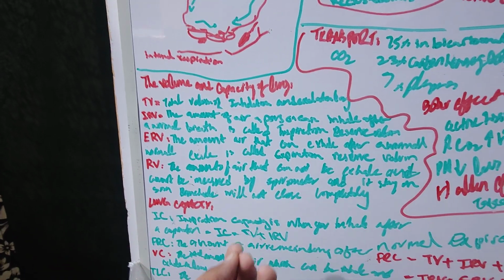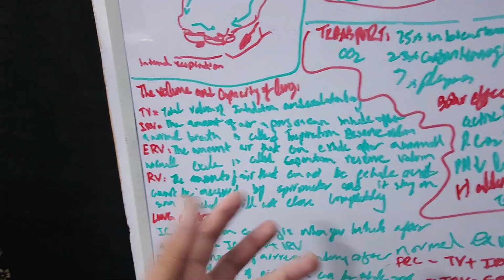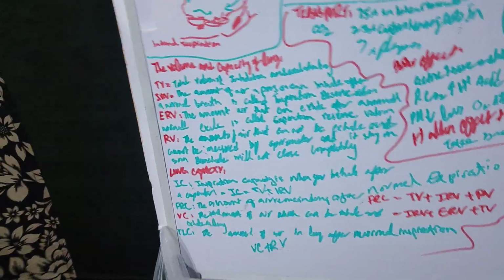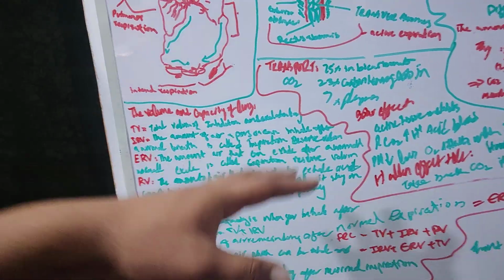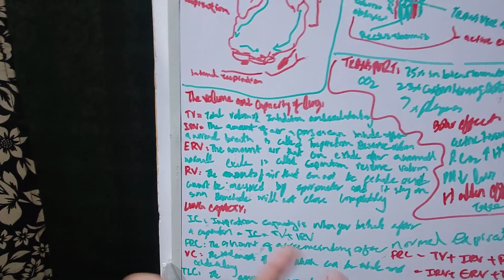So reserve volume never leaves the alveoli, and it cannot be measured. The air that stays in the alveoli after exhalation is called reserve volume.